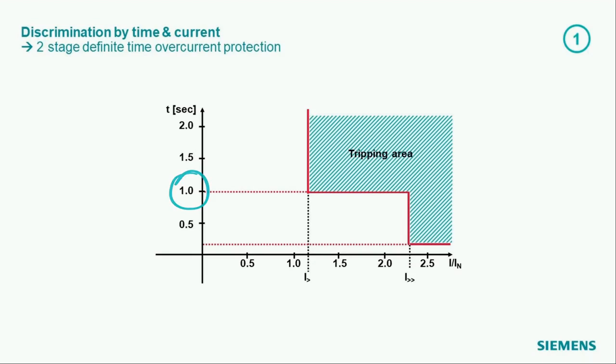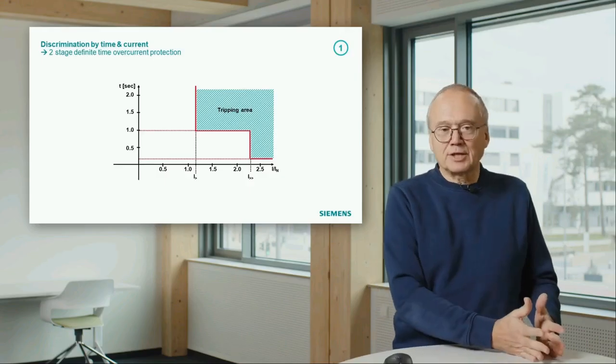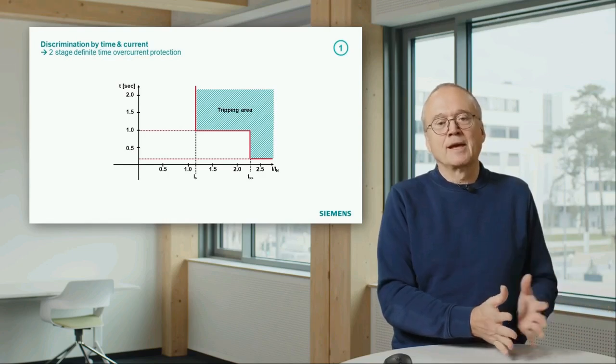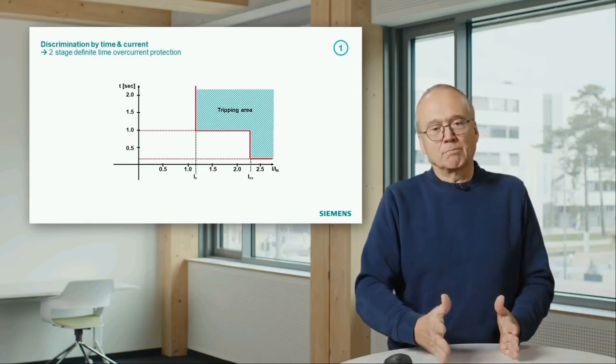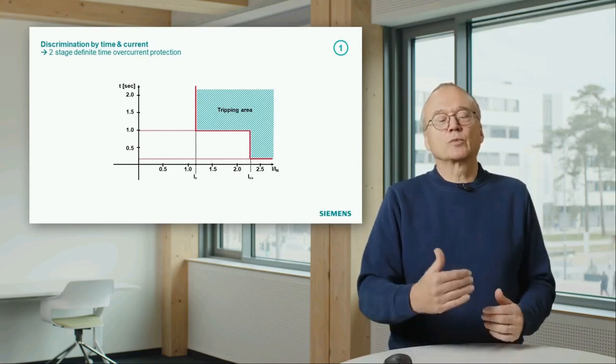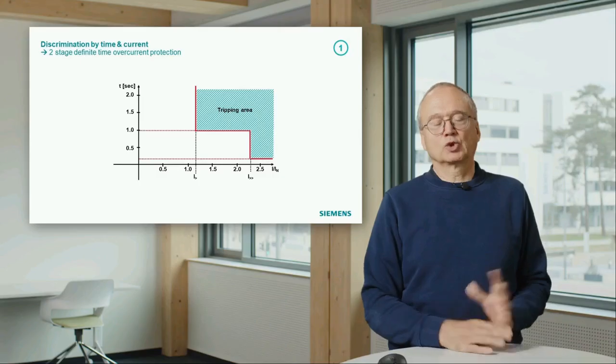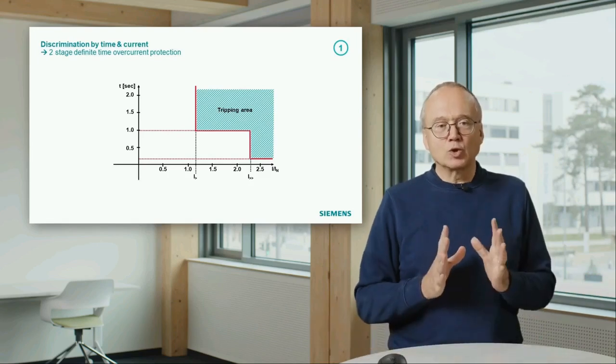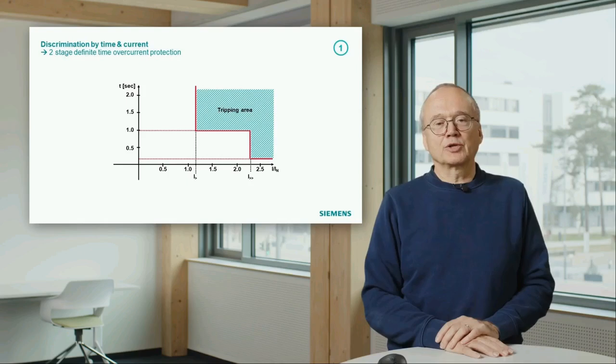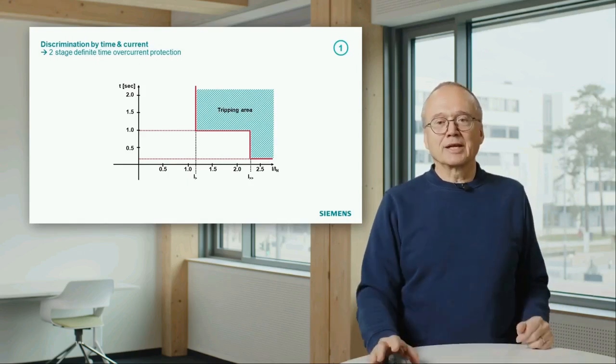That means if the current is below this I greater setting, the relay will not trip at all. If the current is above this setting I greater, it will trip with a relatively long trip time. And then if the current exceeds a certain setting value I greater greater, it will then trip with a much shorter tripping time. So that is a characteristic which is called 2-stage definite time overcurrent protection, which is available in all definite time overcurrent relays. What can we do with that?